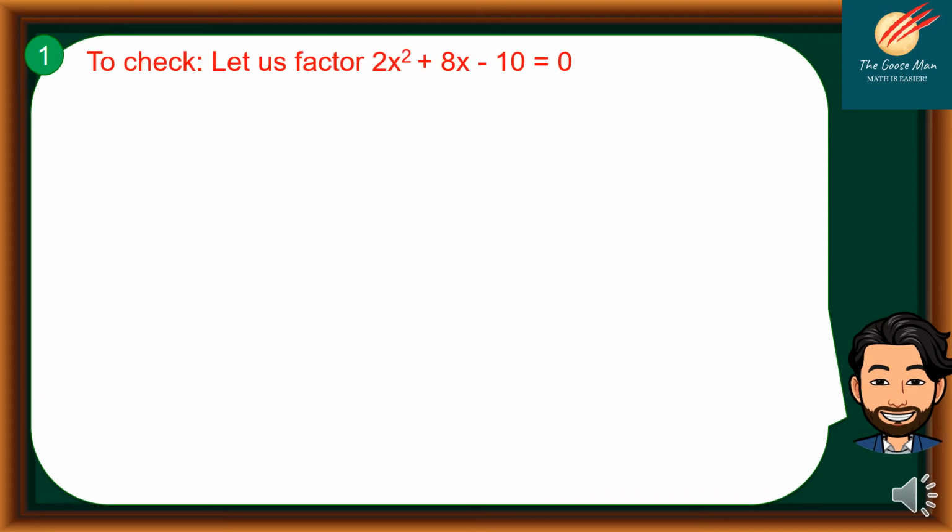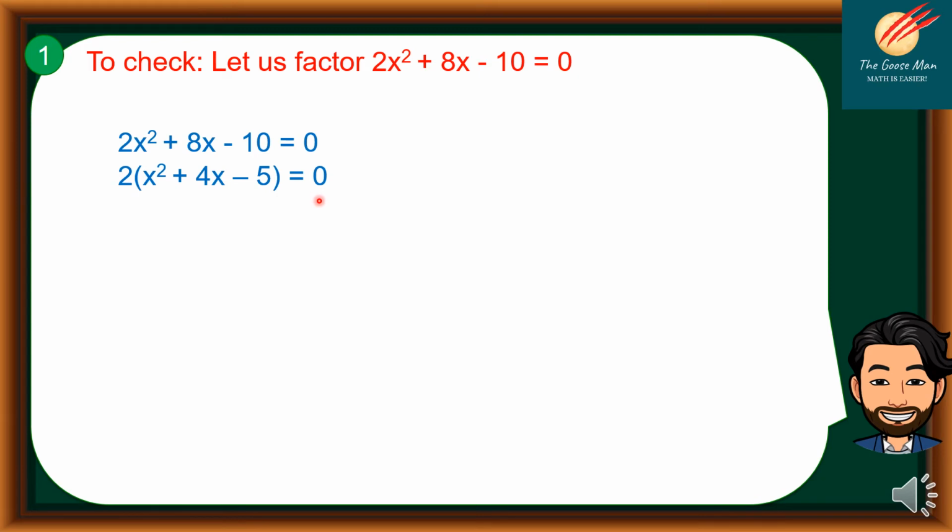Now to check, let us factor 2x squared plus 8x minus 10 is equal to 0. Since the greatest common factor among the terms is 2, I factor it out. So 2x squared divided by 2 is x squared, 8x divided by 2 gives us 4x, and negative 10 divided by 2 is negative 5. So this is the factored form, which is equal to 0.